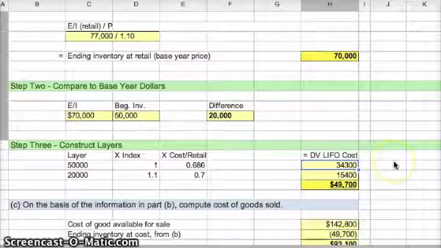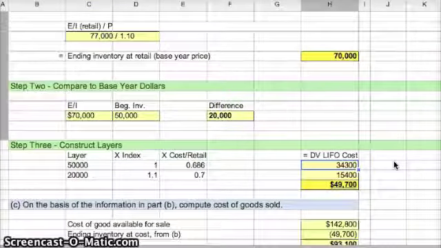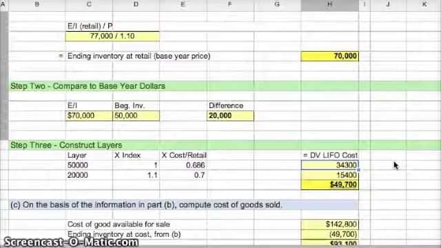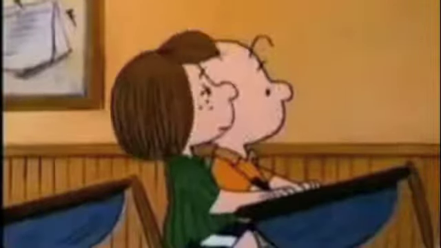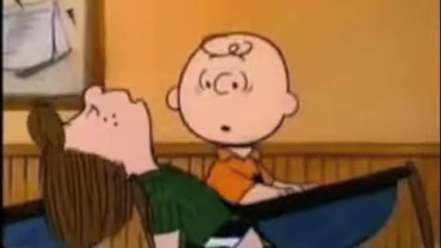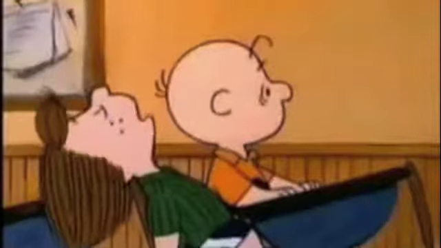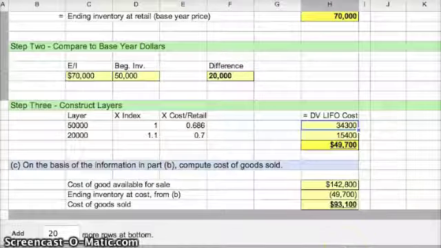Oh, he's so cute. So lastly, we need to calculate the cost of goods sold. Now I recall Dr. Stiles saying something like, no, no, not that lecture.